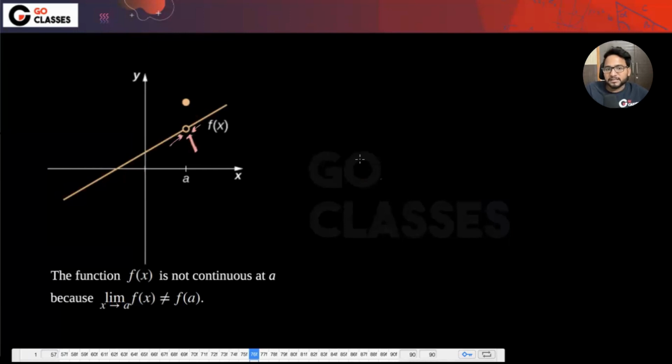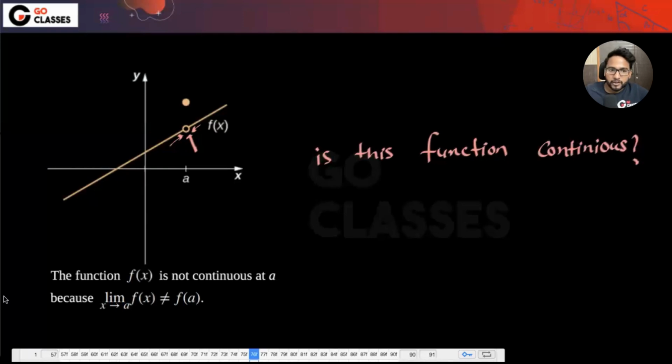Now in this case, is this function continuous? The answer is no. Why? Because when you are approaching from the left and approaching from the right, this is okay, but at that particular point the value is not continuous, right? No, it's not empty, it is basically one dot.